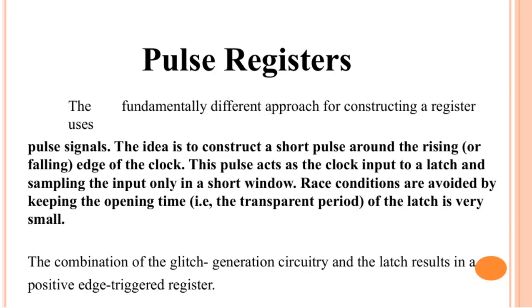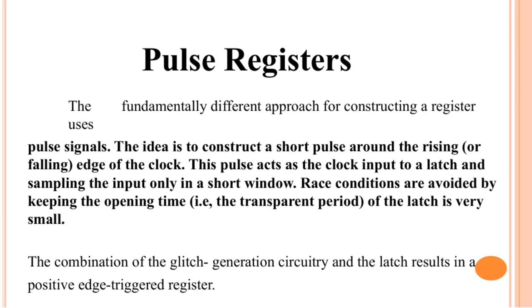Now let's talk about pulse registers, which use a fundamentally different method for building a register. Instead of the traditional approach, pulse registers generate a short pulse right around the rising or falling edge of the clock signal. This pulse essentially acts as the clock input to a latch, allowing it to sample the input only during this very brief window. This short sampling period is key because it helps avoid race conditions by keeping the latch transparent for only a very small amount of time. In other words, the latch only opens momentarily to capture the input data, which enhances timing control and stability.